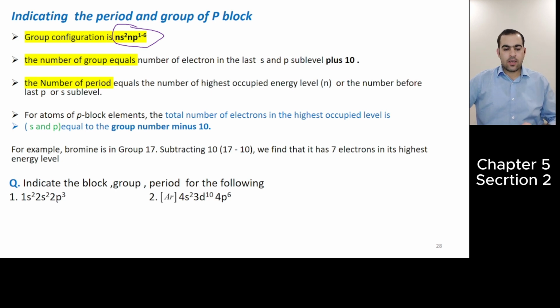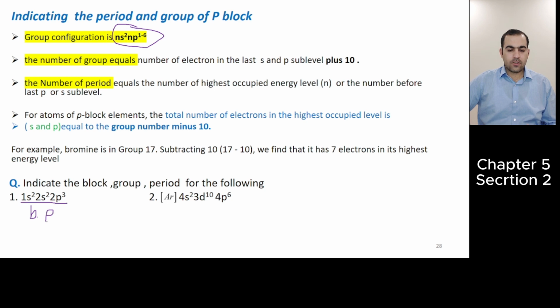Okay, look at this electron configuration. 1s2, 2s2, 2p3. Indicate block, group, period for the following. Here we know block is easy. The last sublevel that contains electron is what? Is p. Or just look at the electron configuration.